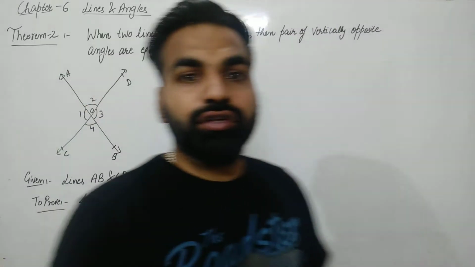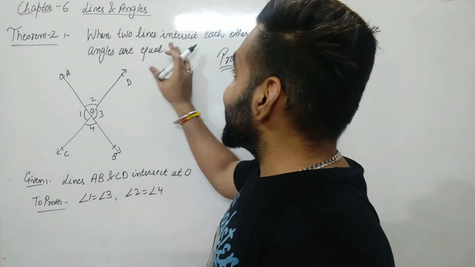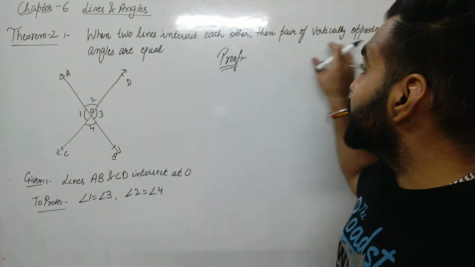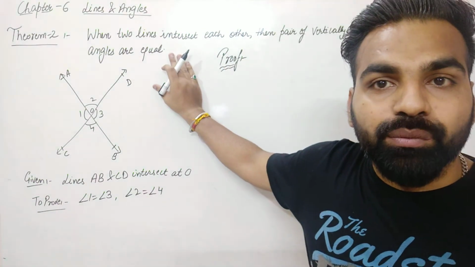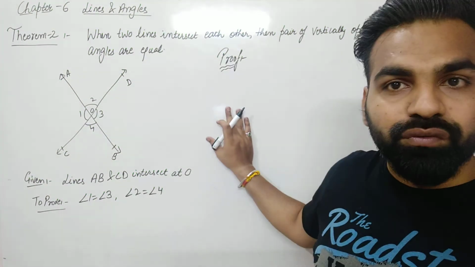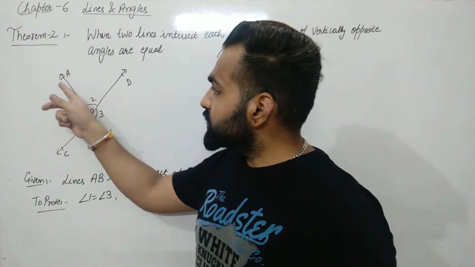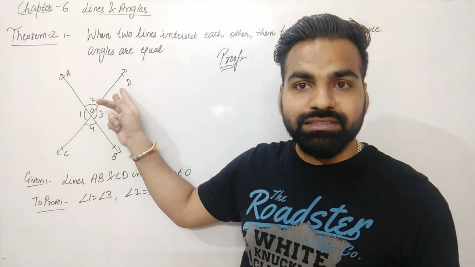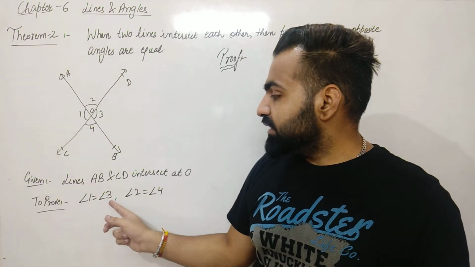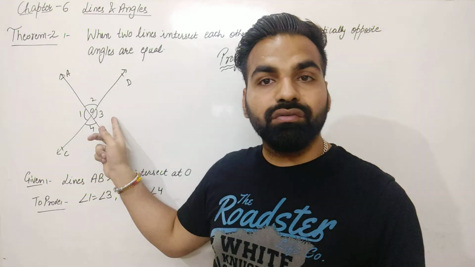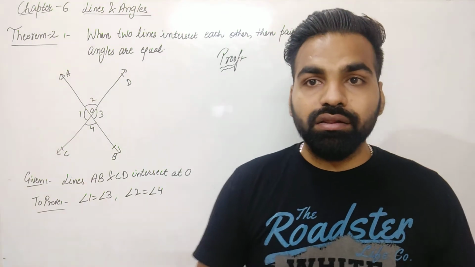So now we will move to theorem number 2. Theorem number 2 states that when two lines intersect each other, then pair of vertically opposite angles are equal. We all know that vertically opposite angles are equal, but now we have to prove that pair of vertically opposite angles are equal. So let us suppose AB and CD are two lines which intersect at point O. So we have to prove that angle 1 is equal to angle 3 because they form pair of vertically opposite angles, and also we have to prove that angle 2 is equal to angle 4.